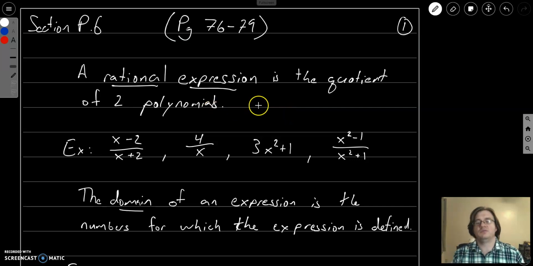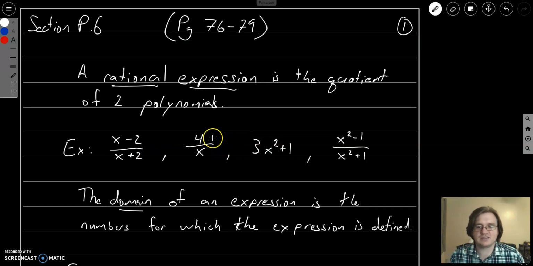A polynomial, remember, is going to have terms, none of which will have any exponents that are negative powers or fractional powers. All the powers are whole numbers. A rational expression, we're going to take two polynomials and divide them. So for instance, in this first example, x minus 2 is a polynomial, x plus 2 is another polynomial, and we can divide these. So this is an example of a rational expression.